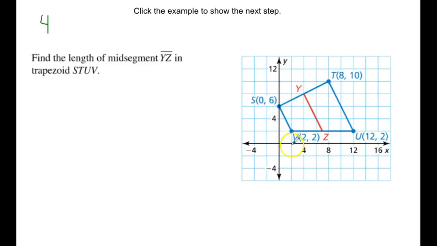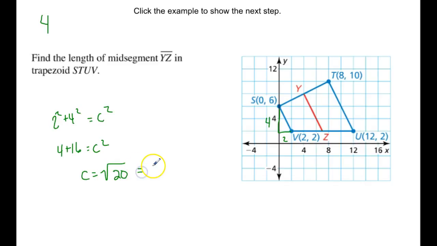And I notice here too that my coordinates go up by 2. So I see I have a triangle with a length of 2 and a length of 4. So I have 2 squared plus 4 squared equals c squared. So I've got 4 plus 16 equals c squared. So c equals the square root of 20. Okay? This can be simplified to be 2 times the square root of 5.